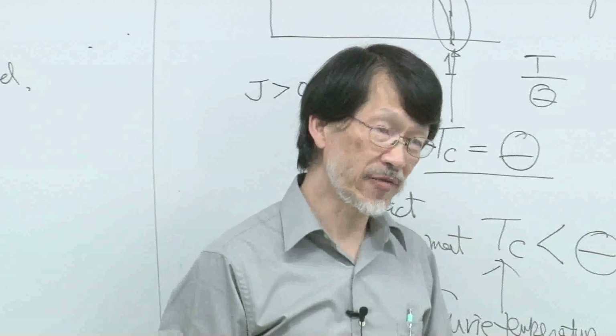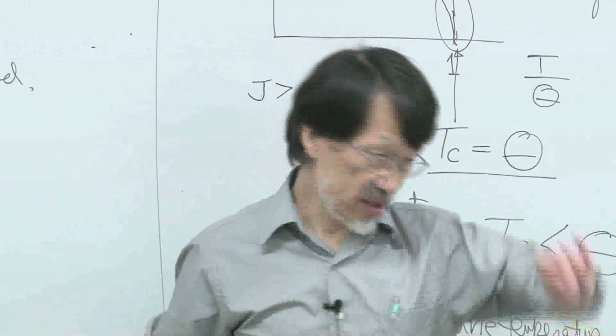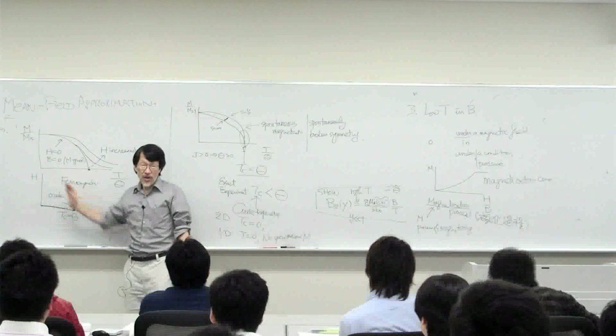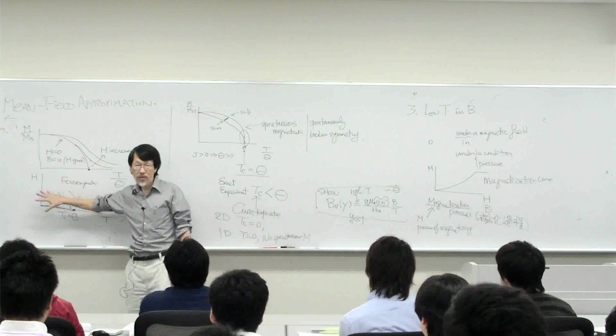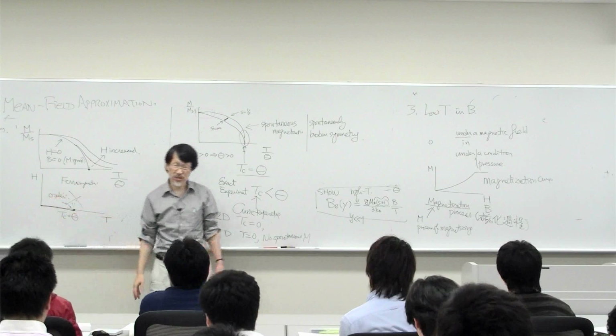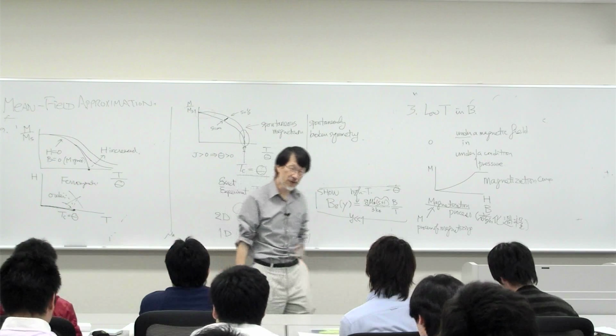This is different from antiferromagnet, which we're going to look at next week. In antiferromagnet, there's a region, there's a curve below which the curve defines the temperature below which the system is ordered, even in a magnetic field.